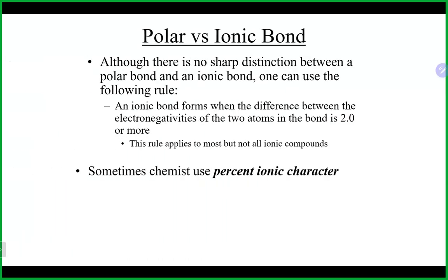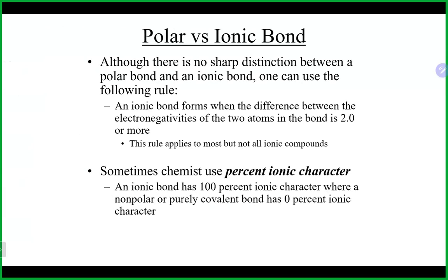So as I mentioned a second ago, that sort of 2 value for ionic is not perfect. And again, there are a number of examples. You could take the difference and you'll be less than 2, but it's still ionic. So use what we just talked about there. I would say a lot of people don't talk too much about percent ionic character, but sometimes people will classify bonds based on percent ionic character. If you have 100% ionic character, you pretty much have an ionic bond.